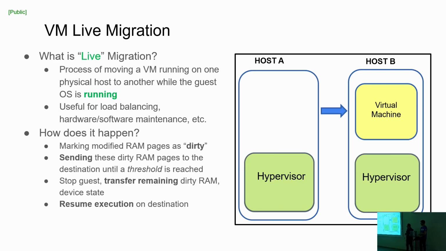On the concept side, as the applications run within the VM, they keep modifying the RAM, the physical memory, and they mark the RAM pages as dirty. In order to continue operation on the destination host, we need to transfer those dirty pages until a threshold is reached, while it continues on the source host. Then we eventually stop the guest, transfer the remaining pages onto the destination, and then resume execution on the destination.